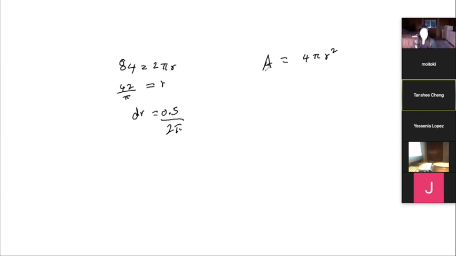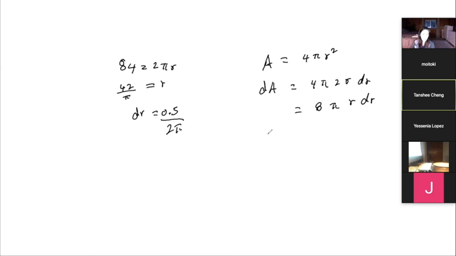Right? To find out the relative maximum error on a surface area. So we are talking about dA is equal to 4 pi times 2r dr, right? That's according to the differential formula. So that's basically 8 pi r dr. And you already know r and you know dr.